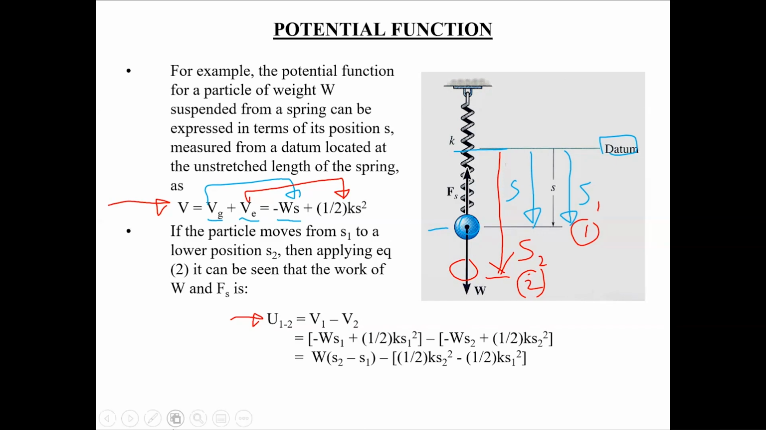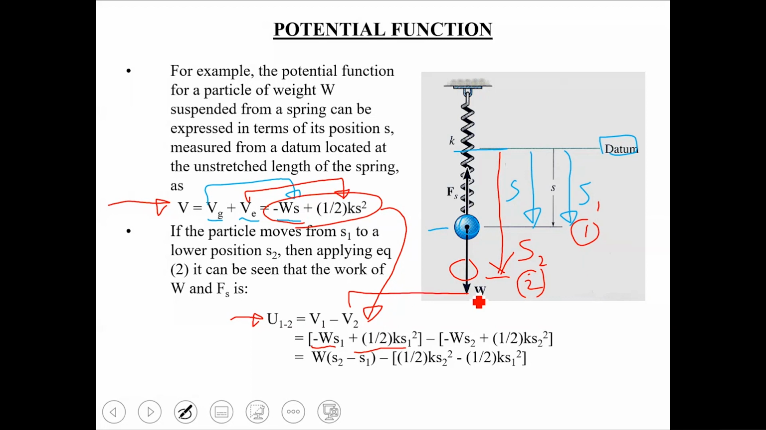So as per this equation, what is going to be V1? V1 is going to be minus WS1 plus half k s1 square. As per our relationship, the total potential energy at position 1 is minus ws1 plus half k s1 square. Similarly, the potential function at position 2 is going to be minus ws2 plus half k s2 square. Is that right? Yes, sir.